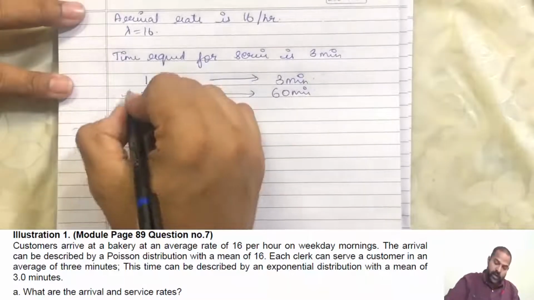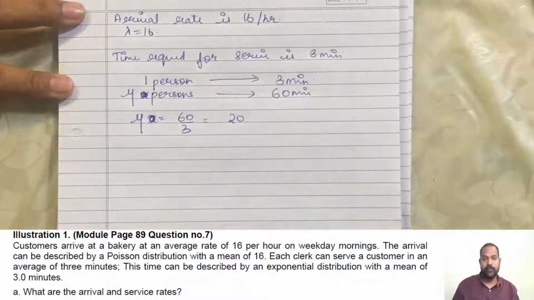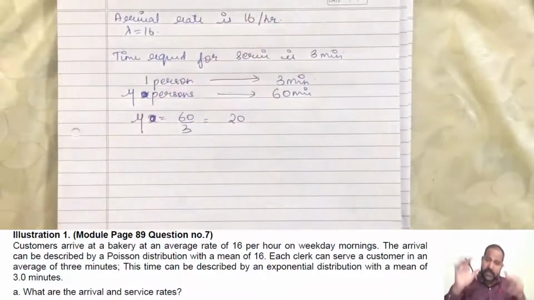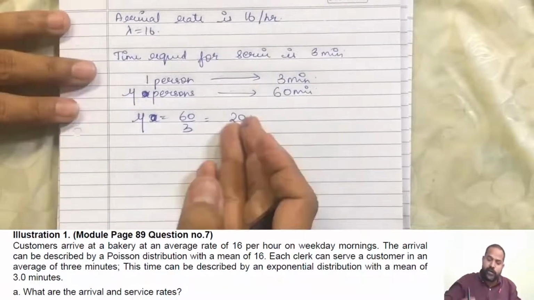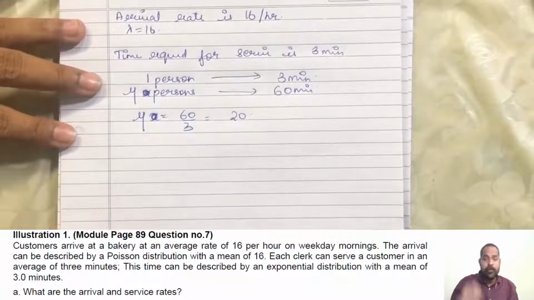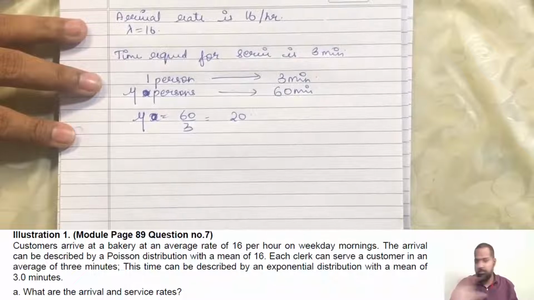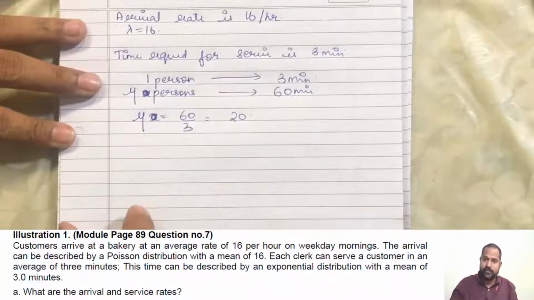Or you can say mu persons get saved. So mu is 20. People arrive at the rate of 16, so 16 people come to my bakery in 1 hour, but I have the capability of serving 20. Good enough. Lambda is less than mu, and that is my main objective. If lambda becomes more than mu, do something, first change that, then start studying your system.